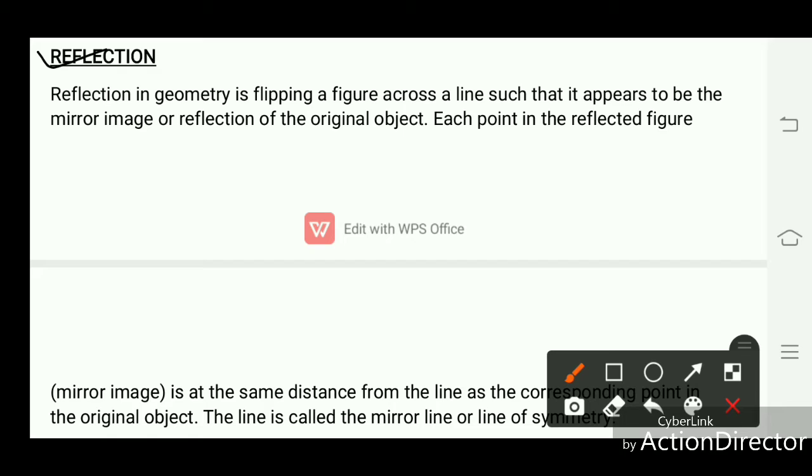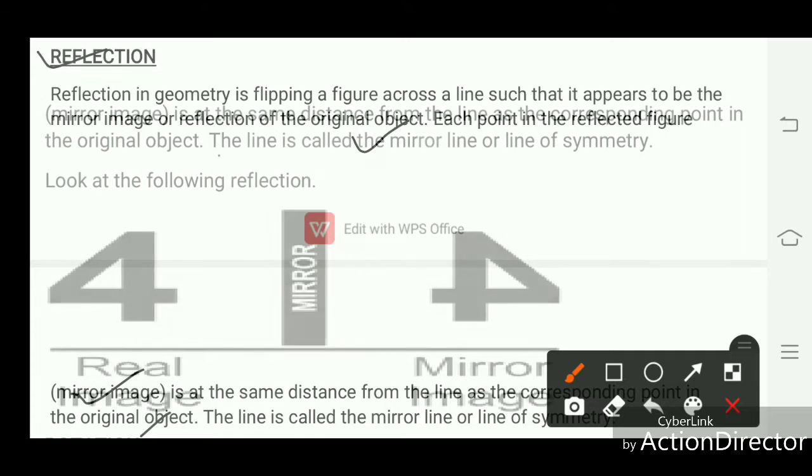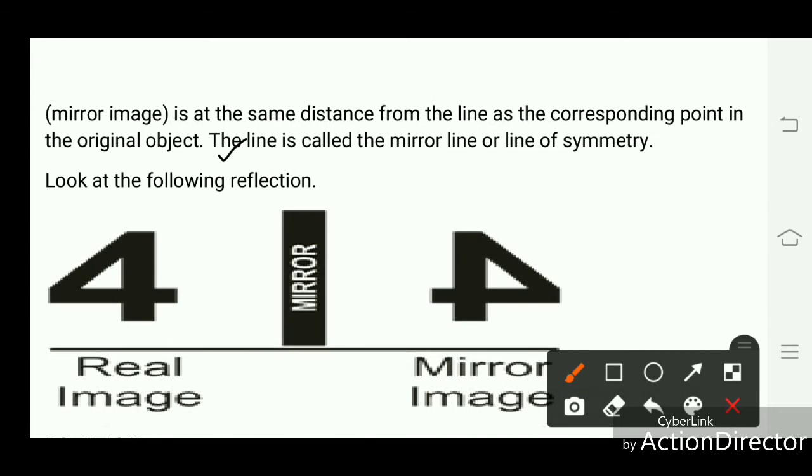Now reflection. Reflection in geometry is flipping a figure across a line such that it appears to be the mirror image or reflection of the original object. Each point in the reflected figure, the mirror image, is at the same distance from the line as the corresponding point in the original object. The line is called the mirror line or the line of symmetry.